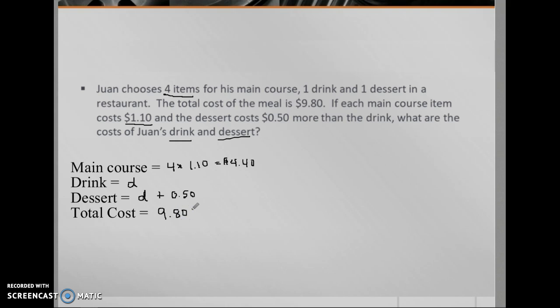$9.80. So in order to figure out how much these actually cost, now we have to total his bill. So our main course, so $4.40, plus his drink, plus his dessert, so the drink plus the 50 cents, that has to equal $9.80. And then you just continue solving until you have D by itself. So combining like terms, $4.40 with the 50 cents, and then D plus D, and then you solve to find D.